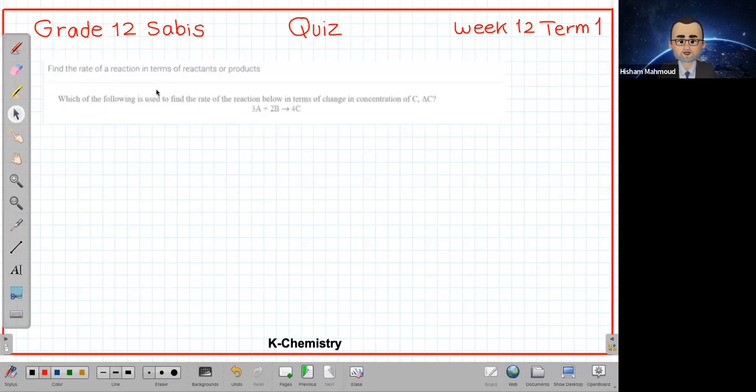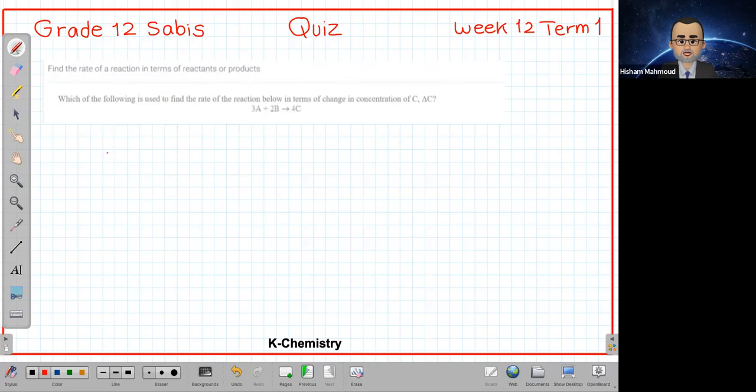Find the rate of the reaction in terms of reactants or products. Which of the following is used to find the rate of reaction below in terms of change in concentration of C, delta C? And he has given us a lot of answers, but we will not look at the answers here. I have some doubt about the answer. So let's see what our method is here.